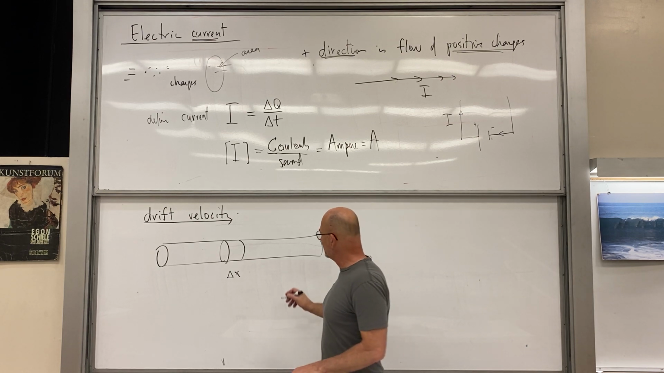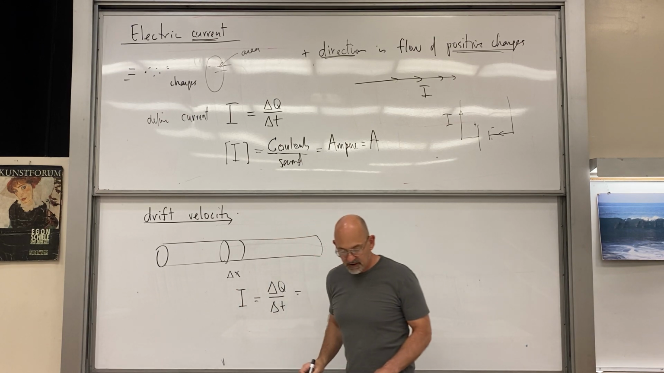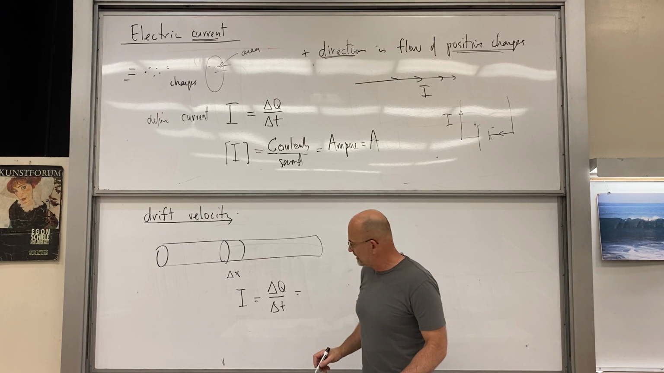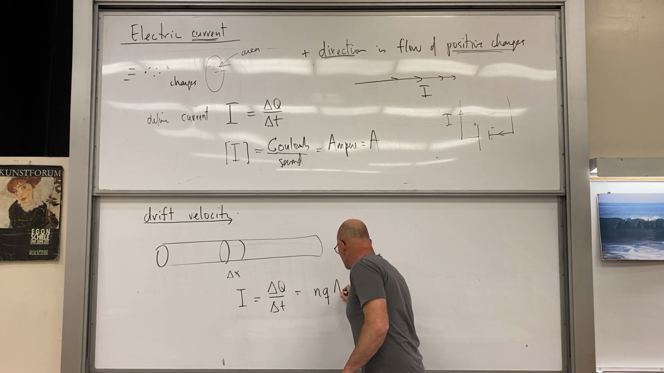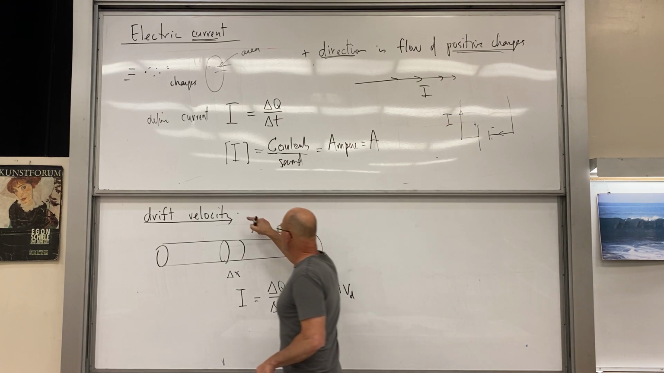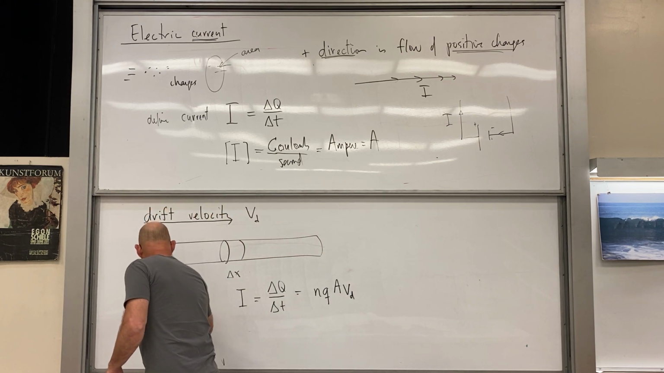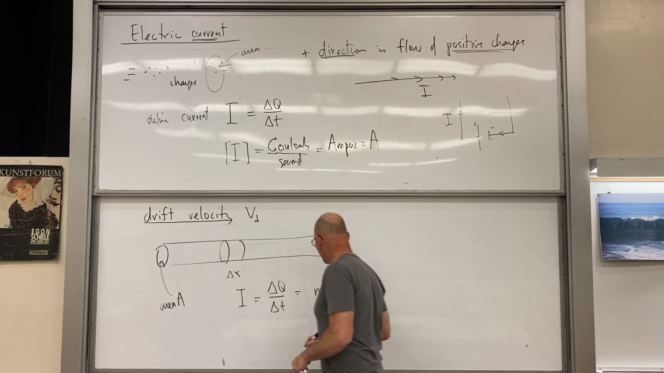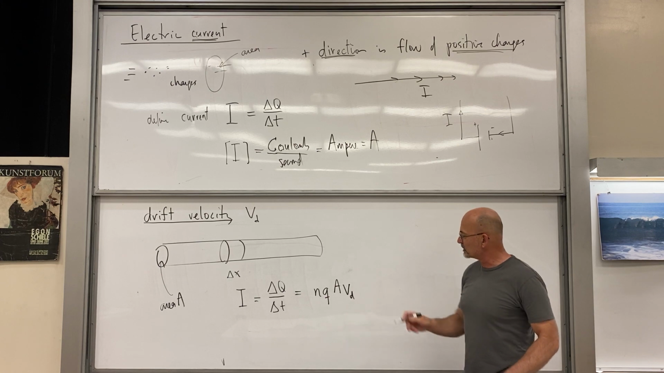So what I'll do is just write delta Q over delta T, and then to give us the N Q A V drift, drift velocity V sub D. Cross-sectional area A. So those aren't the amperes right there. Cross-sectional area A. So what is this? We'll check it out on dimensional grounds.